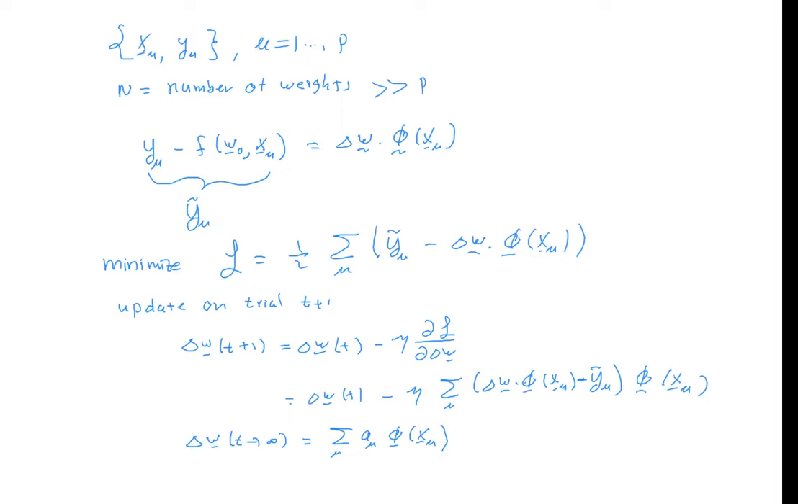So I'm going to actually write that again on the next page. So delta W, I'm going to drop the t goes to infinity. This is delta W final equals a sum over mu of A mu phi of X mu.